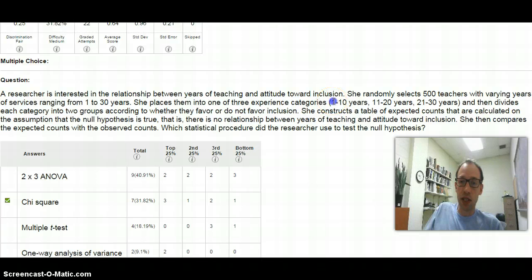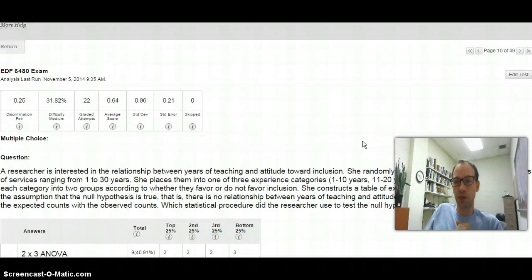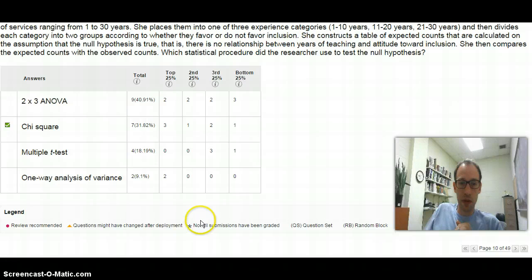Even here, notice that we could count experience in terms of a continuous variable, but we didn't. So this researcher made 3 categories, 1, 2, 3. And because she split them into those categories, both of these variables are categorical. Okay, and that's the first 10 questions.